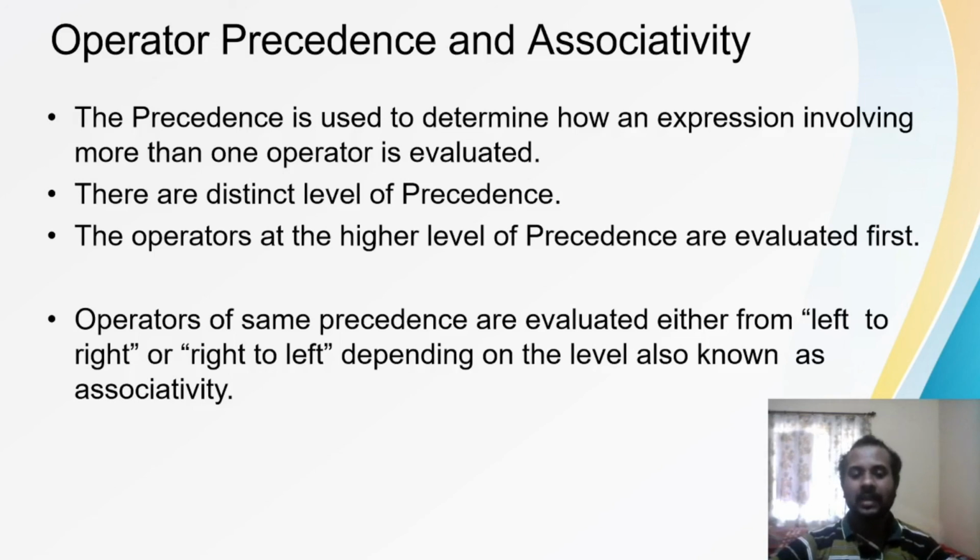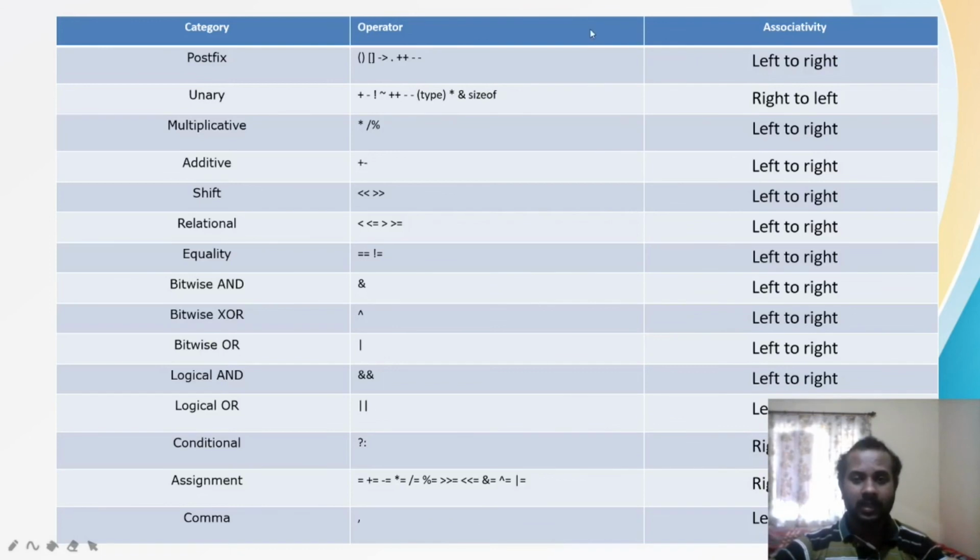Now, there are certain cases where I have operators which belong to the same priority or the same precedence. How those will be executed is decided by the associativity, which decides whether the execution should take place from left to right or from right to left. So this is the operators' associativity and precedence.